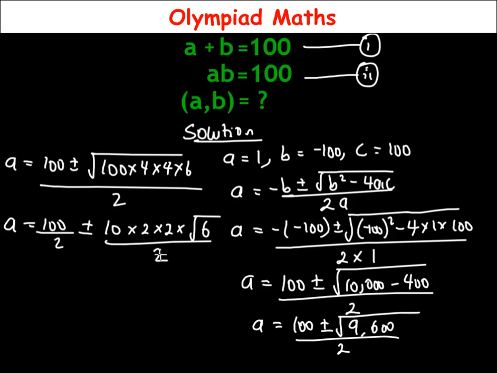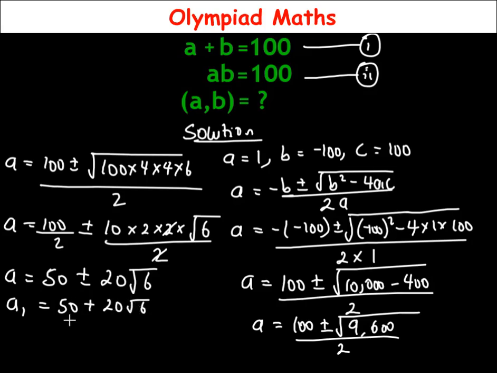all over 2. So 2 we divide 2, you have a is equal to 100 over 2, which is 50. Then plus or minus, you have 10 times 2, 20, 20 root 6. Okay, so with this, right, we can then say that a1 is equal to 50 plus 20 root 6, or a2 is equal to 50 minus 20 root 6. With this, we've gotten the value of a. Let's then solve for the value of b. Okay, so let's clean up space.